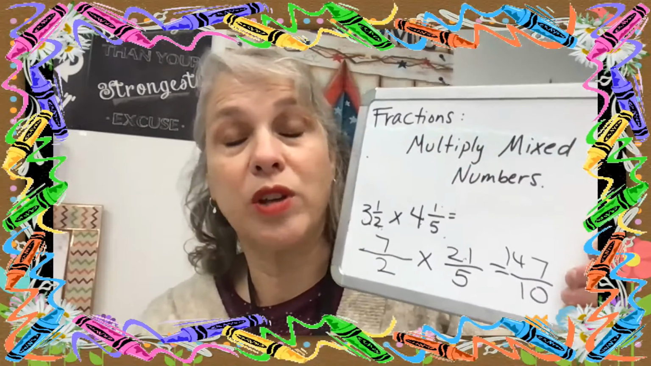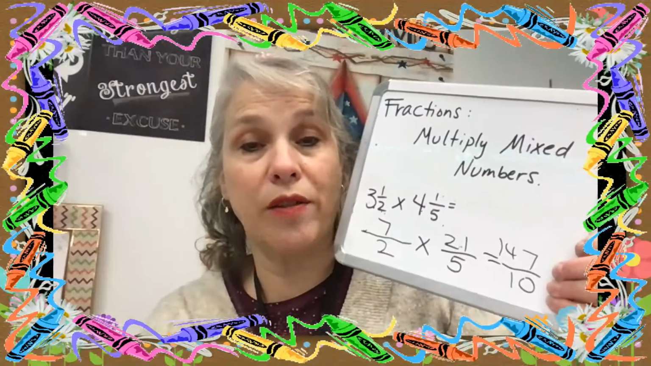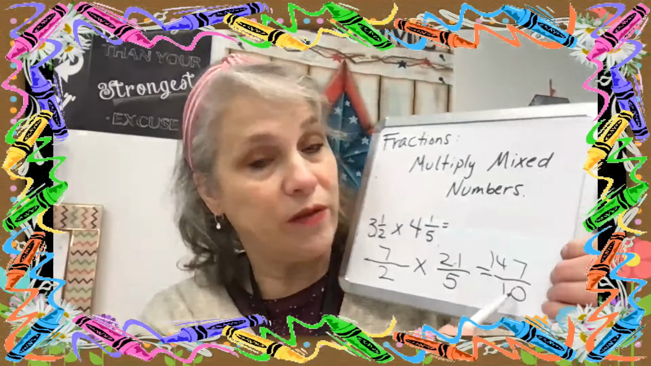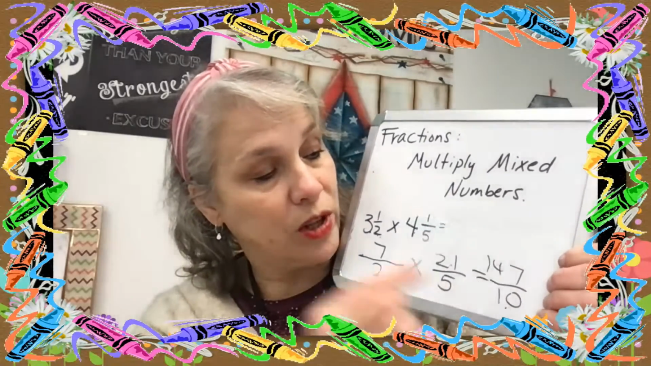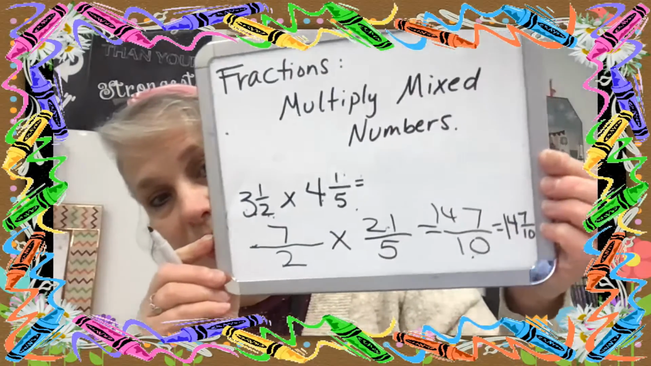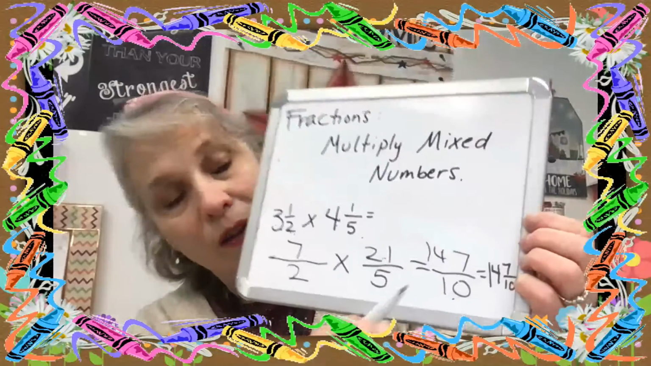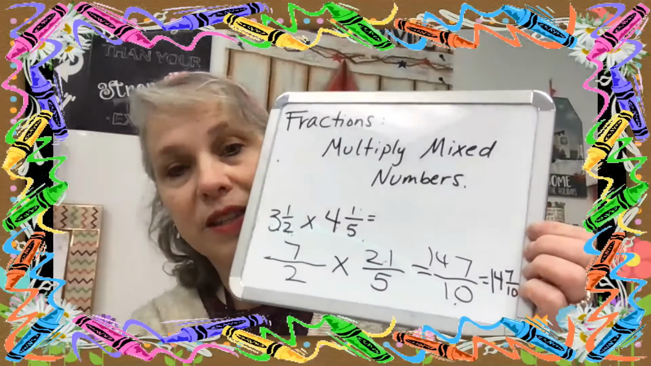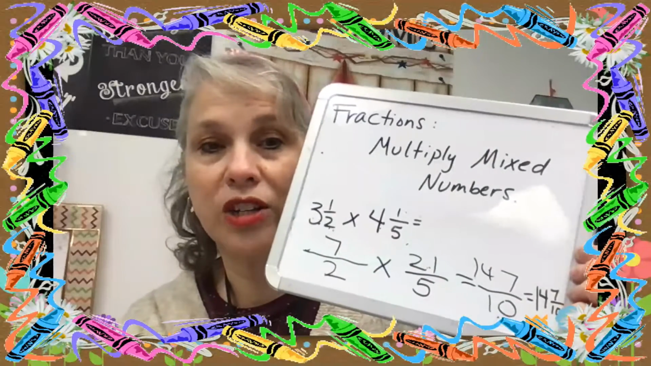Now, remember we talked about in one of the previous videos how we always want to reduce our fractions. So I'm going to divide the bottom number into the top number. So 10 goes into 147 14 times with 7 left over. So I'm just kind of putting it in that little corner there. Okay, so that's my final answer: 14 and 7/10. That's called reducing the fraction or simplifying the fraction.